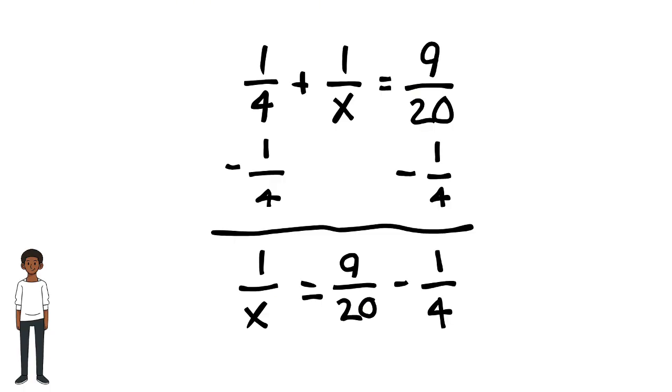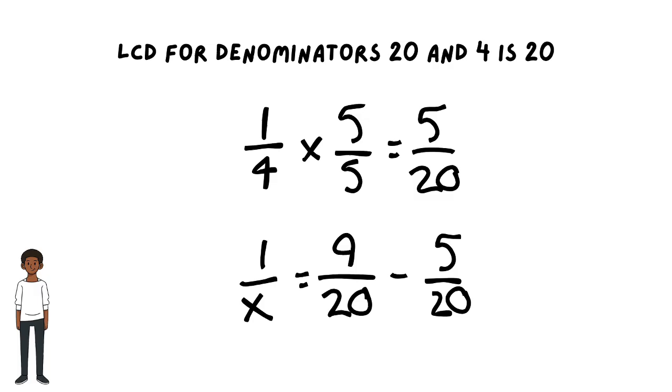Now we must evaluate the subtraction on the right side. Step 4. You cannot add or subtract fractions unless they share a common denominator. The lowest common multiple of 20 and 4 is 20. To change the denominator of 4 into 20, we multiply both the top and the bottom of 1/4 by 5, giving us the equivalent fraction of 5 over 20. Substituting this in gives 1 over x equals 9 over 20 minus 5 over 20.